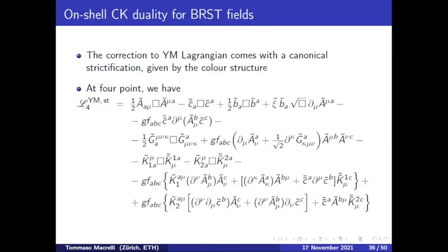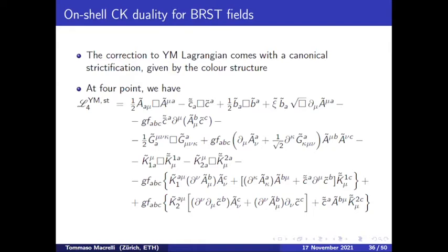So, for example, at this point, we can strictify the Yang-Mills Lagrangian. What we obtain is a cubic theory that manifests color-kinematic duality, again on shell, but for the full BST extended field space. And at 4-point explicitly, this is the expression for the Yang-Mills Lagrangian. And we have introduced here, to strictify the theory, a bunch of auxiliary fields.